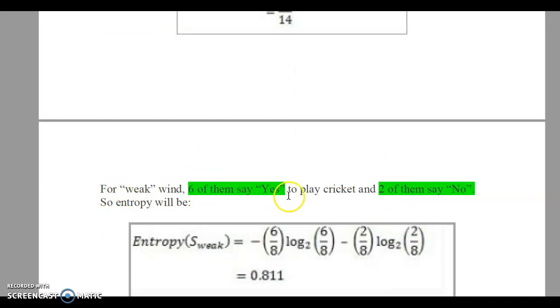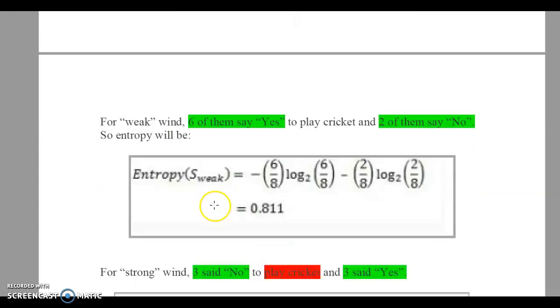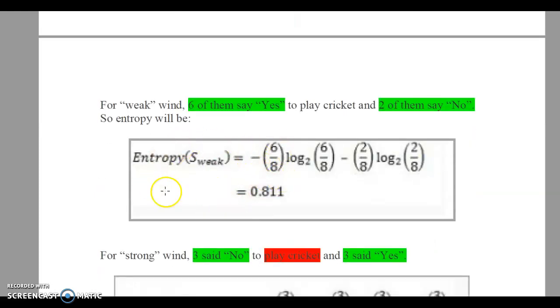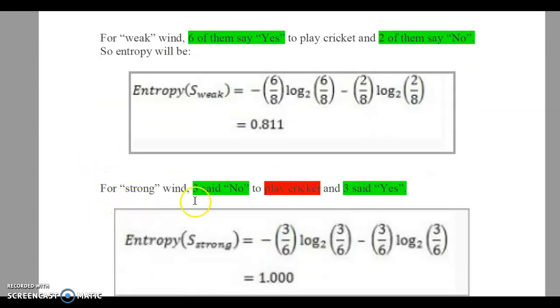6 of them say yes to play the cricket and 2 of them say no. So the entropy of weak is equal to minus 6 by 8 log of 6 by 8 base 2 minus 2 by 8 log of 2 by 8 base 2. According to this formula, we get the entropy of weak is equal to 0.811.